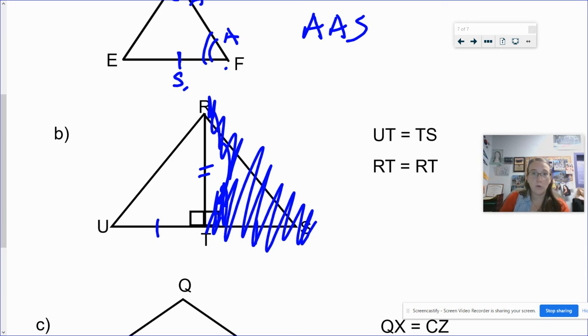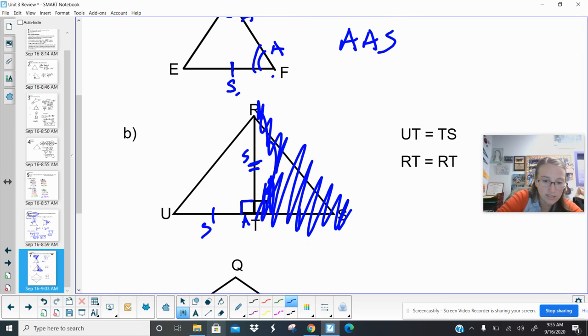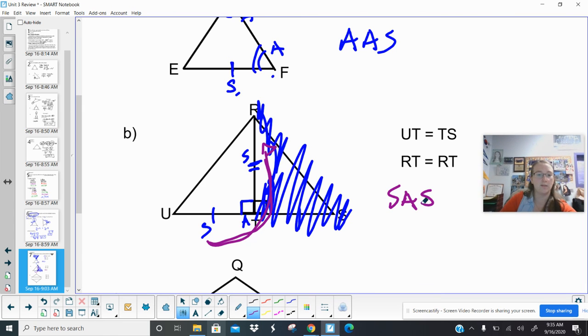So from here, you are going to put an S or an A by each marking and see what the postulate is. Go ahead and try it. So I have, this is a side marking. I'm putting an S. This is an angle marking. I'm putting an A. This is a side marking. I'm putting an S. Go around the outside of the triangle. This is the outside of the triangle. Which postulate is this? Side angle side. Hopefully this is making more sense.